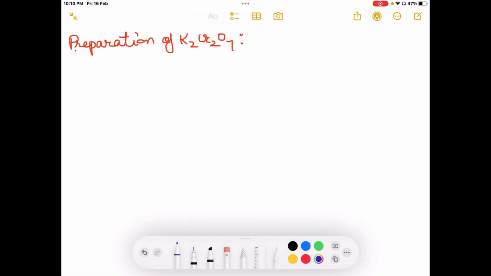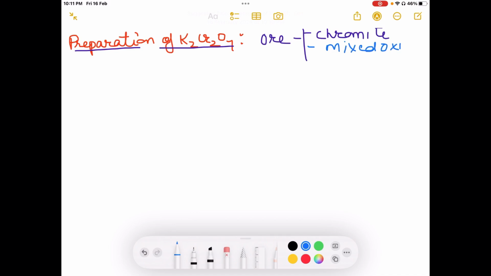Let's discuss how to prepare potassium dichromate from its ore. The ore of chromium which is used for the preparation of potassium dichromate is chromite ore. It is a mixed oxide of iron and chromium. Its formula is FeO.Cr2O3, or you can write it as FeCr2O4. Its color is dark green.